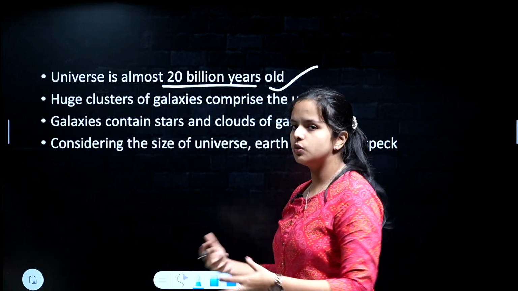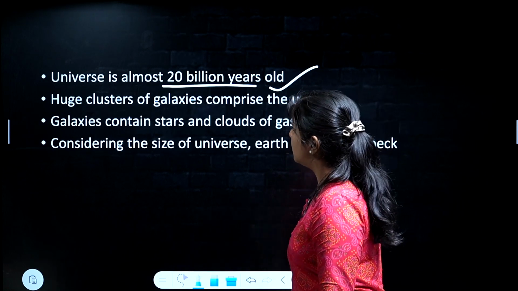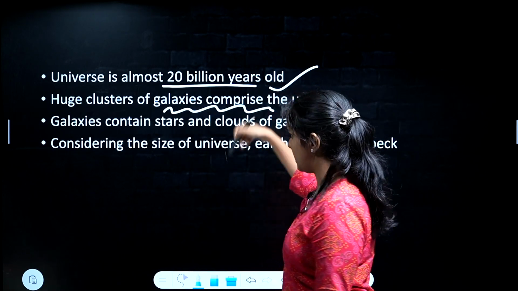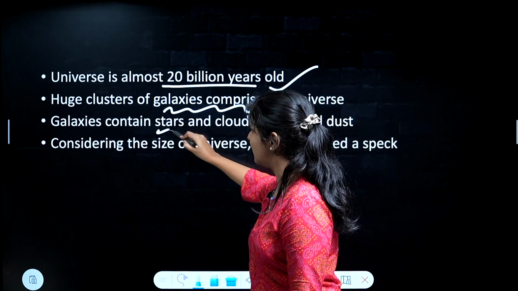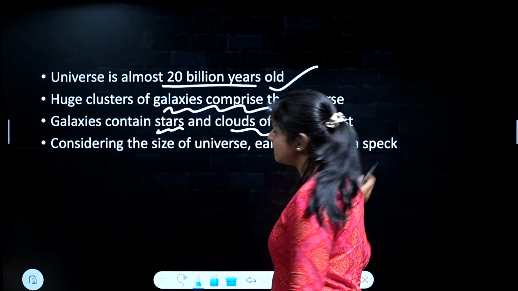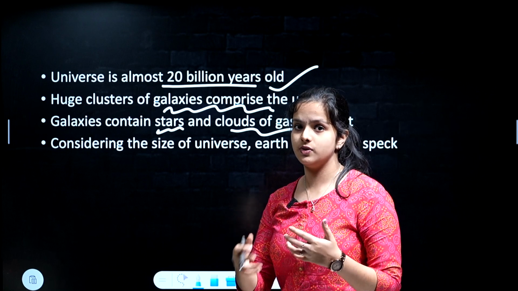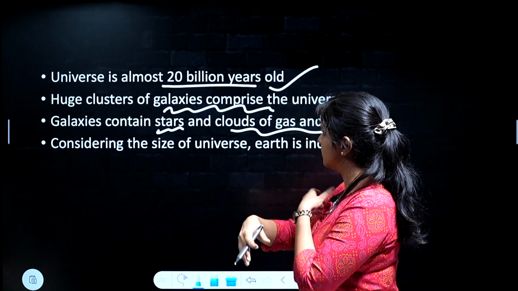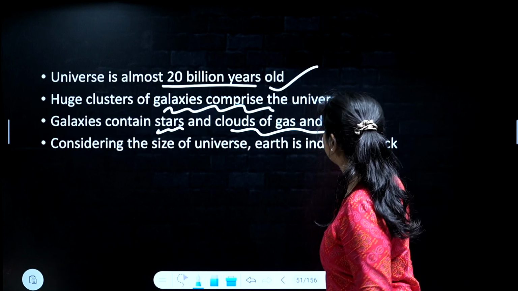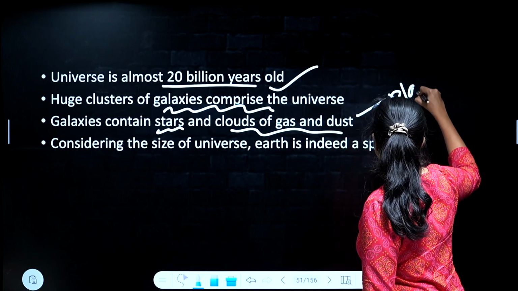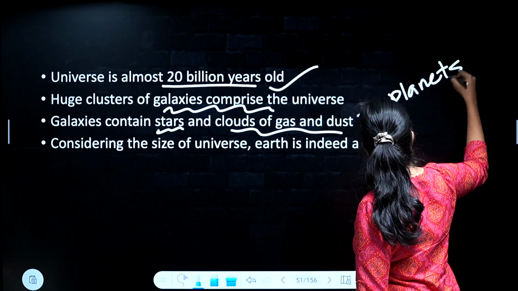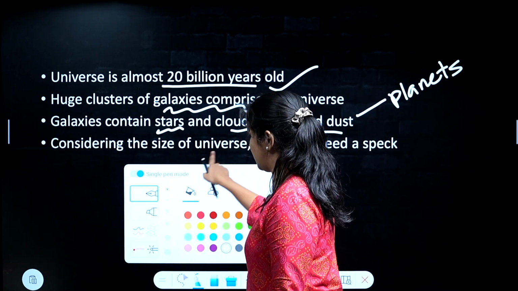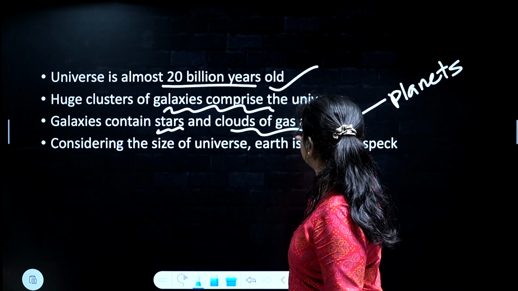So how did the universe originate? As I already told you, there are huge galaxies which comprise the universe, and the galaxies contain stars like the sun, and you have systems, right? A solar system comprises the star, the sun, as the main star, and you have clouds of gas and dust which we call planets, right? So planets are basically nothing but clouds, basically dust and gas.